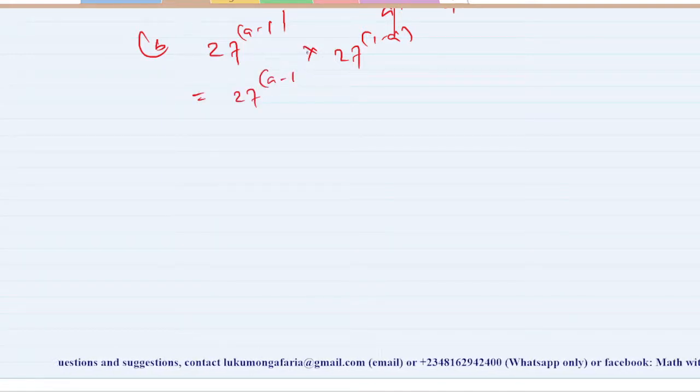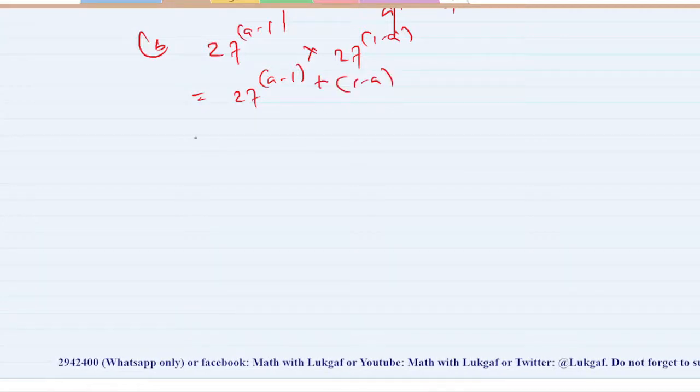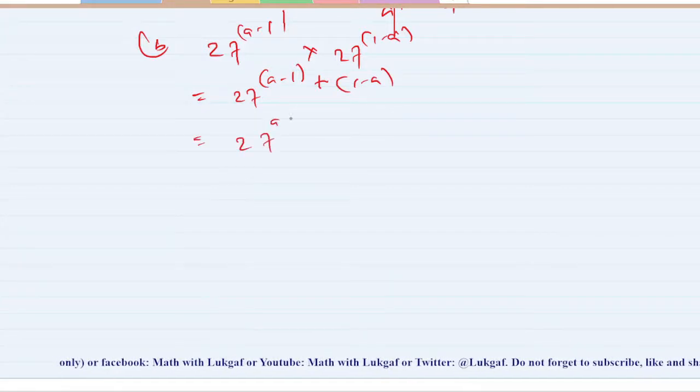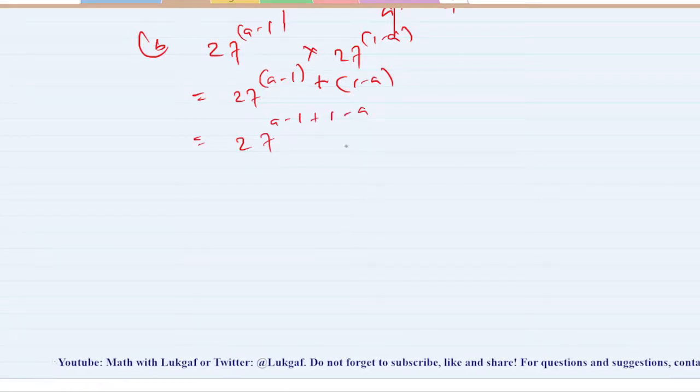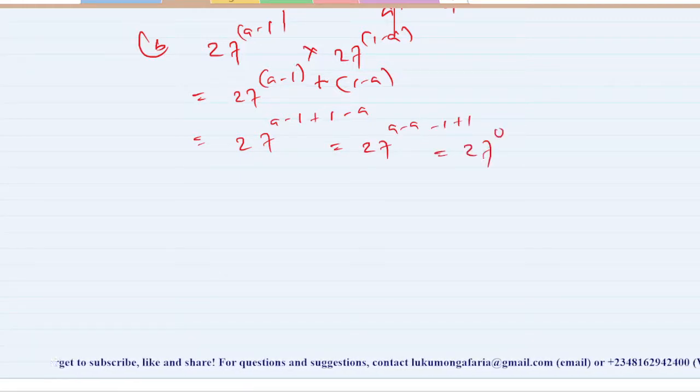Since the relationship between the two is a product, I'm going to have plus 1 minus a. That's going to give me 27 raised power a minus 1 plus 1 minus a. If you collect the like terms, that's 27 raised power a minus a minus 1 plus 1. So that's 27 raised power 0. And 27 raised power 0, according to the zero index, is going to give you 1.